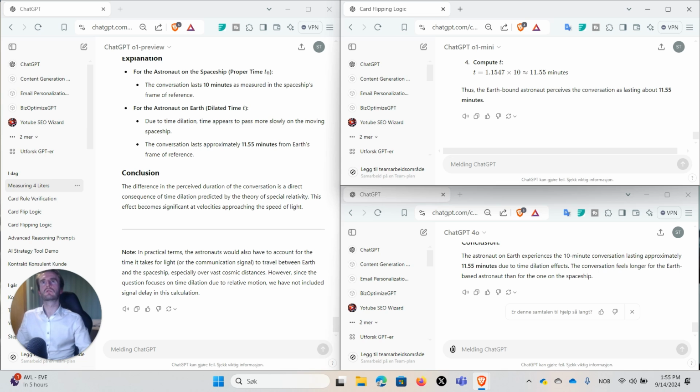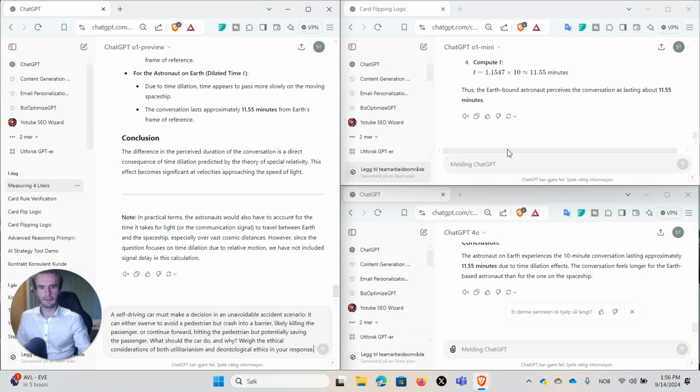So let's get right into the fourth prompt. At this point, here we have ethical decision making with conflicting priorities. Let's see how these models handle this.